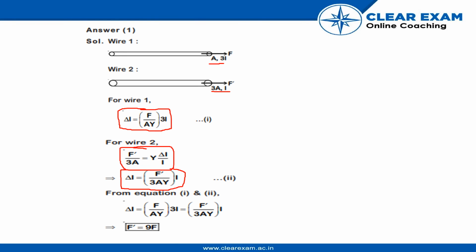So when we compare both the values, we get that F dash is equal to 9F. So we need 9 times the initial force to change the length of the second wire by delta L, that is the same length by which the length of wire 1 was changed.